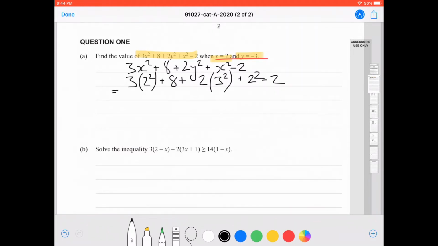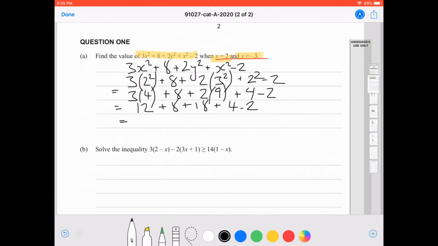Okay, simplifying this, we've got 3 times 4 plus 8 plus 2 times 3 squared is 9. Plus 4 minus 2. Okay, multiplying out our brackets, we've got 12 plus 8 plus 18 plus 4 minus 2.